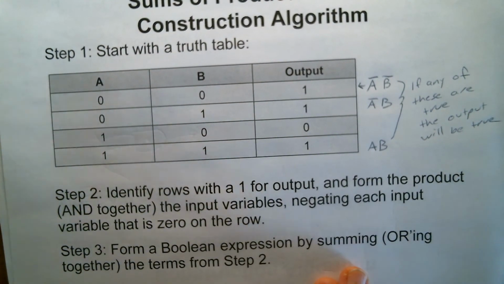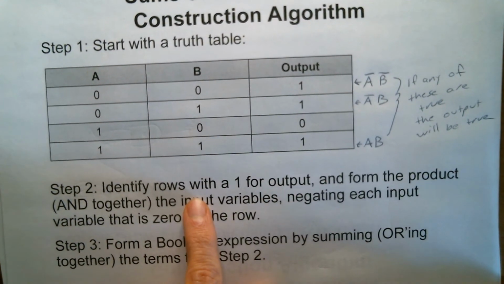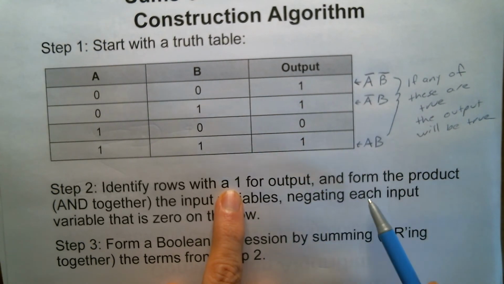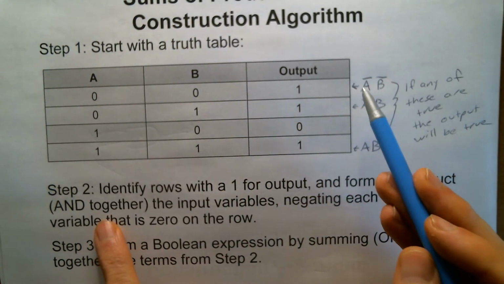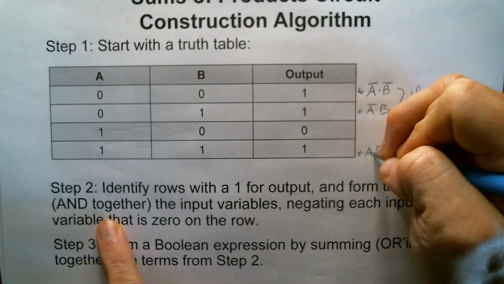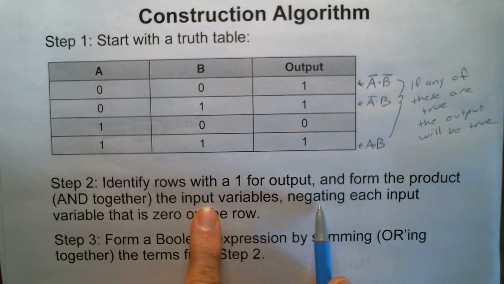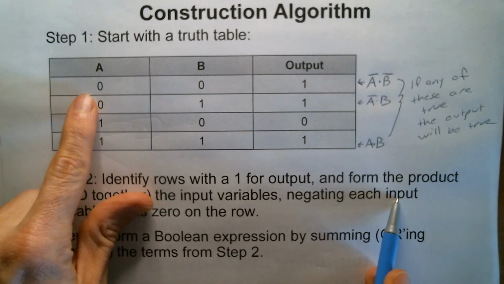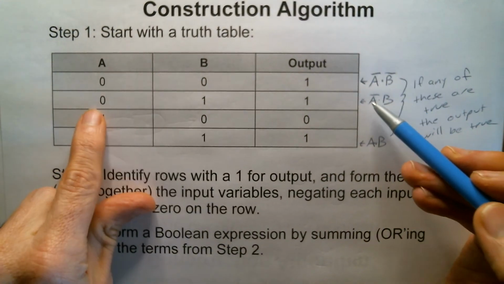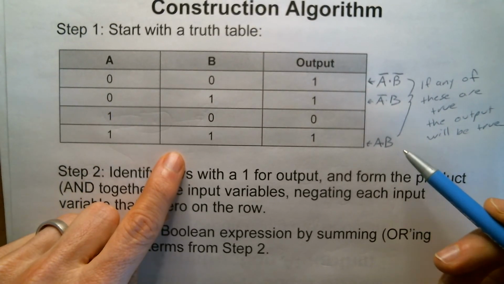Right? And that's going to be important when we get down here to step 3. So we identified the rows that had a 1 for the output. 1, 2, 3. We formed a product. Right? These are all products. They're ANDed together. I can draw a little dot if that helps. The input variables, and we negated each input variable that had a 0 on the row. So A had a 0, so we negated it. B had a 0, so we negated it. A had a 0, so we negated it. B we left alone. A and B we left alone.